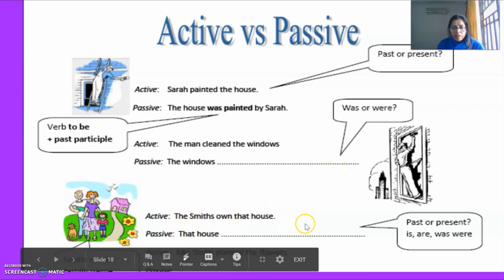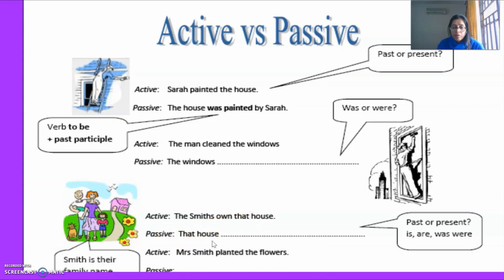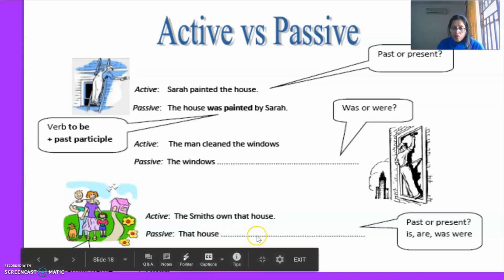Moving on to the last one. Active. The Smiths own that house. So identify the tense of the sentence. Definitely it is written in simple present tense. So its passive form will be that house. That house, what will come next? That house is or was. Definitely is will come. That house is owned by the Smiths.